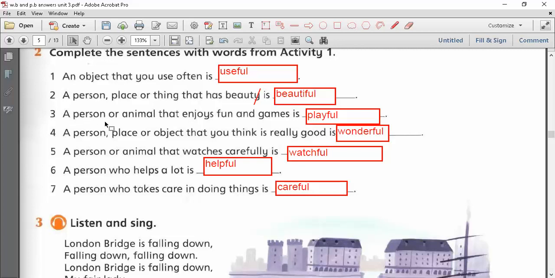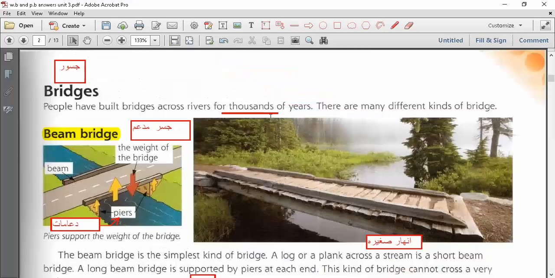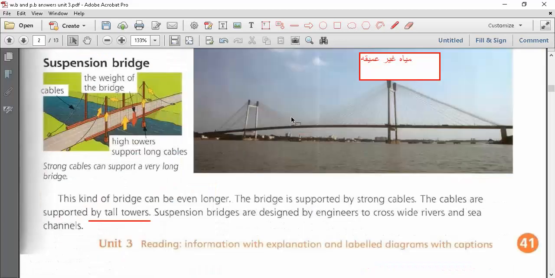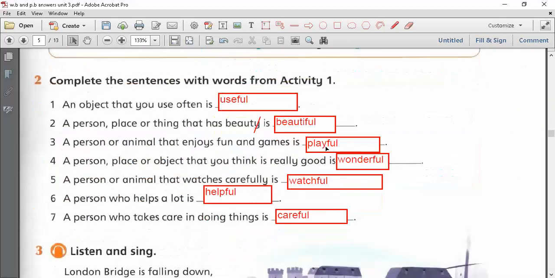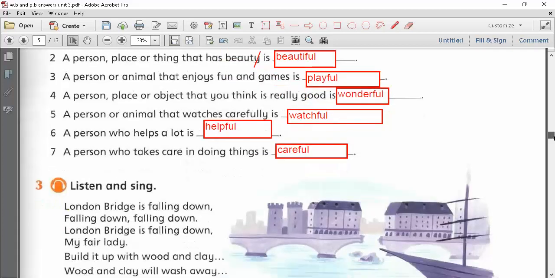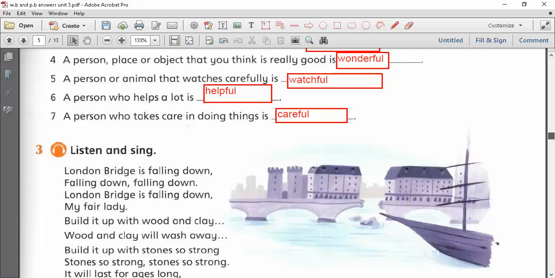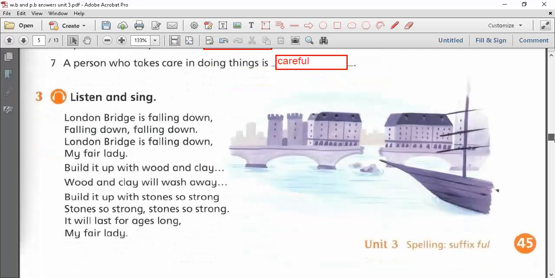Next, a person or animal that enjoys fun and games is playful. Let's complete. A person or place or object that you think is really good is wonderful. Next, a person or animal that watches carefully is watchful. A person who helps a lot is helpful. A person who takes care in doing things is careful.